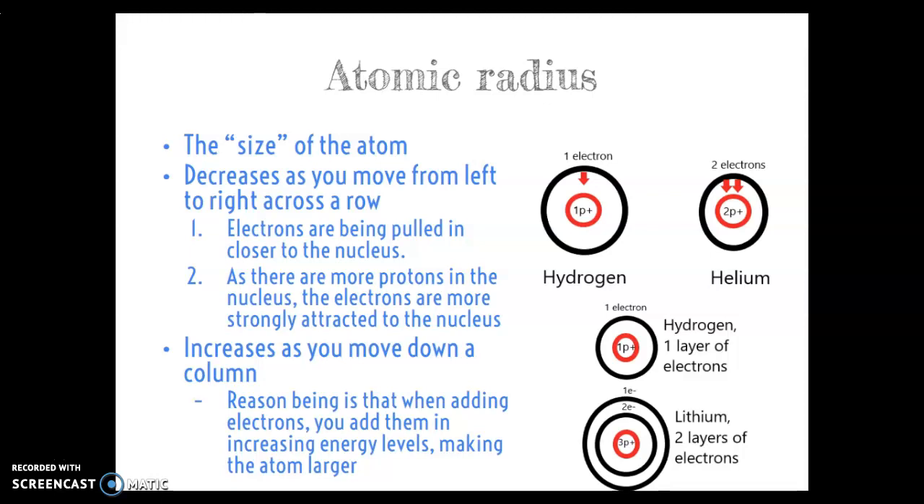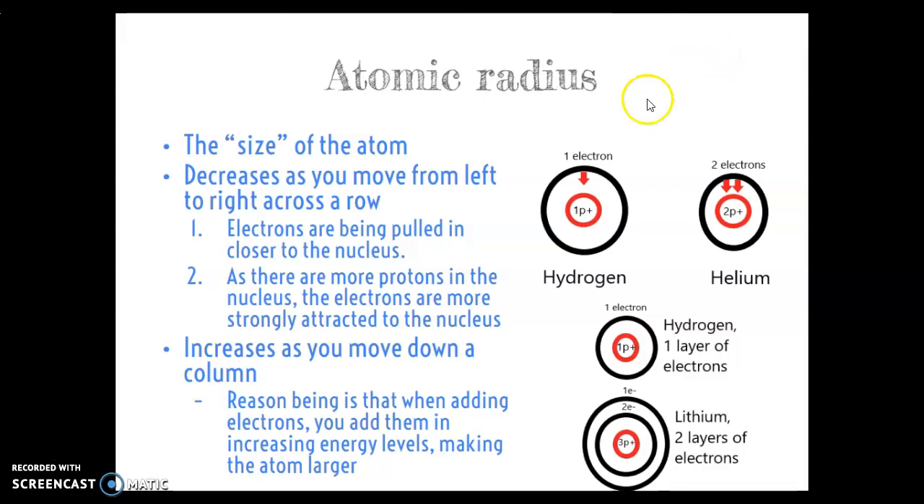So the first one we're going to talk about is atomic radius. The atomic radius is the size of the atom. It is officially defined as half the distance between two like bonded nuclei of the same element. So, for example, if you had hydrogen, you had H2, right? The distance between the H atoms in H2, half of that is the size of the atom, right?